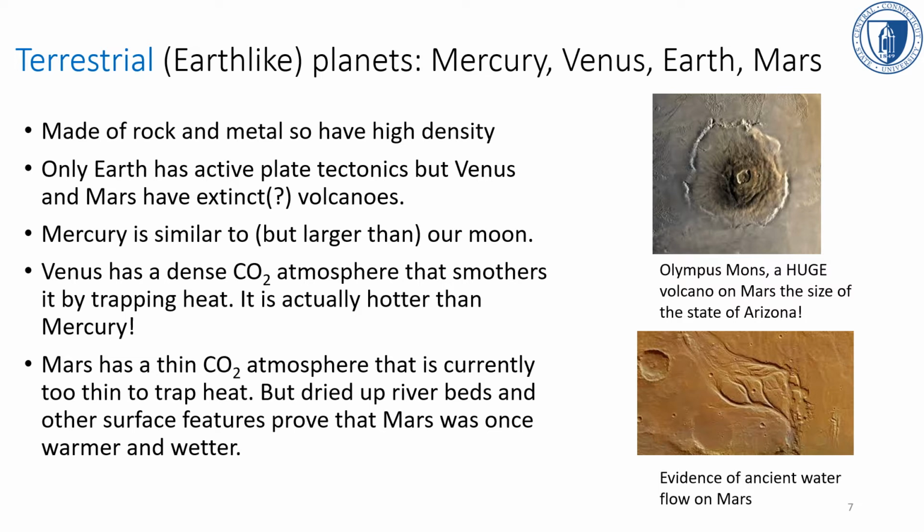But we know that Mars was warmer in the past because there are signs that there was once liquid water. There's dried up riverbeds and dried up lake beds. So Mars was once warmer and wetter, which of course is very interesting for people looking for signs of life elsewhere.